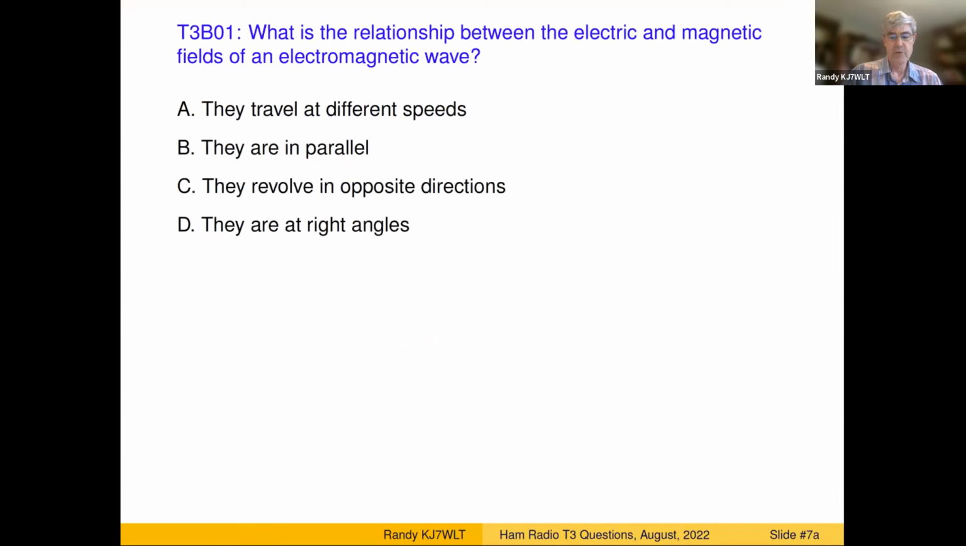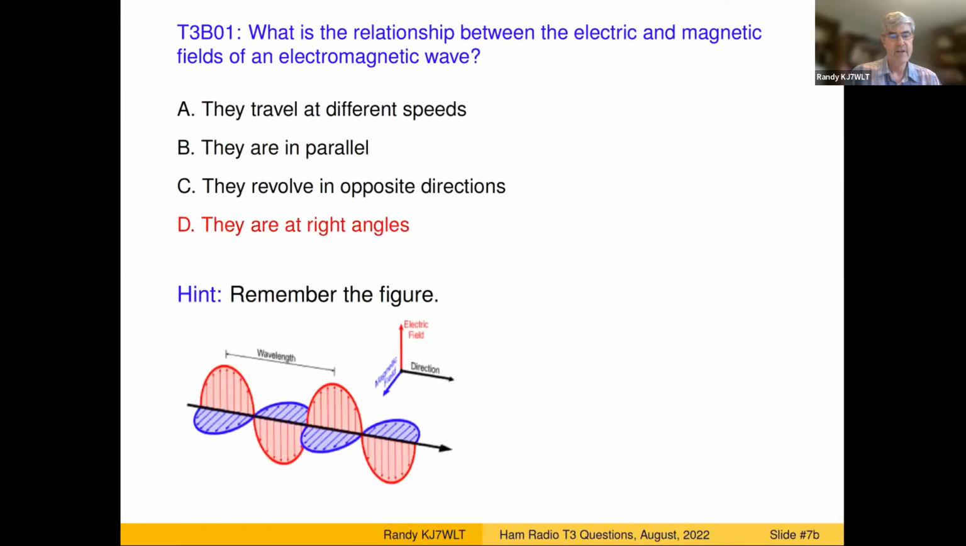What's the relationship between them? Well, if you remember that figure, the electric field and the magnetic field are always oscillating at right angles to each other.